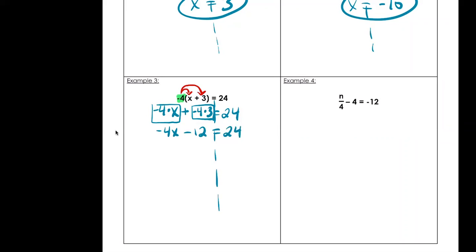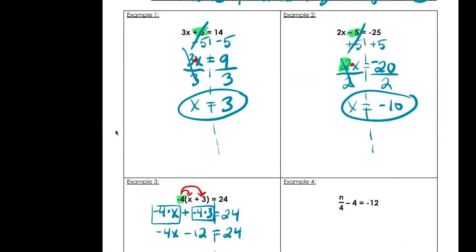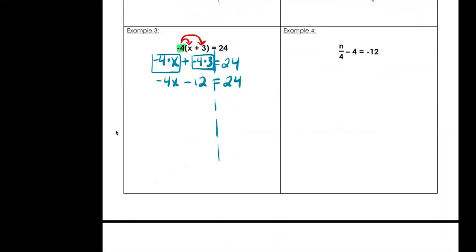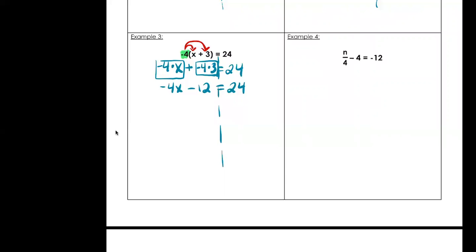Now it looks just like the problems we had earlier. It's a two-step now. So let's finish it. Now I want to get rid of the -12. The opposite of -12 is +12. So +12 on the left, +12 on the right, same thing on both sides. That cancels out. We're going to bring down -4x, bring down the equal sign, and then add 24 and 12, and that gives us 36.